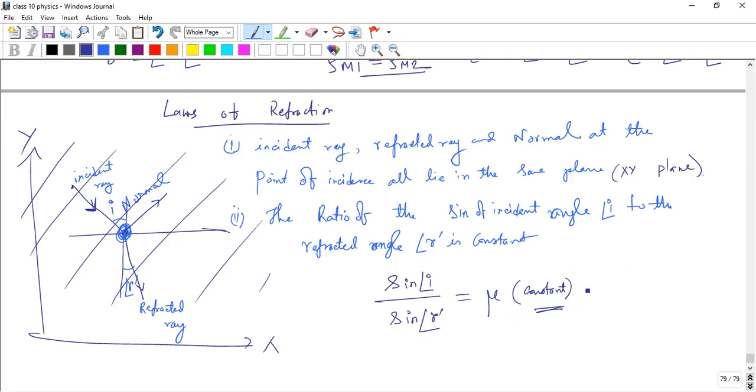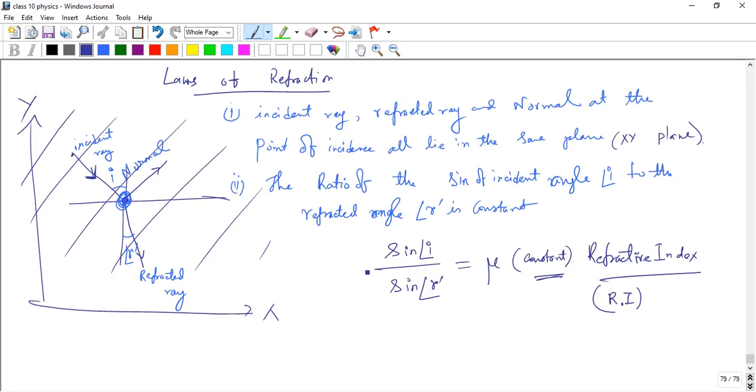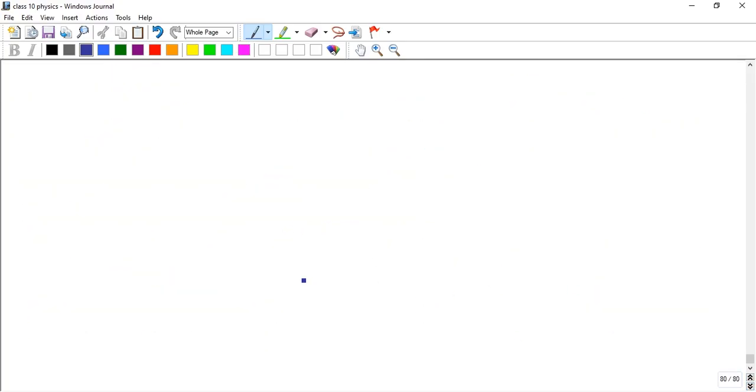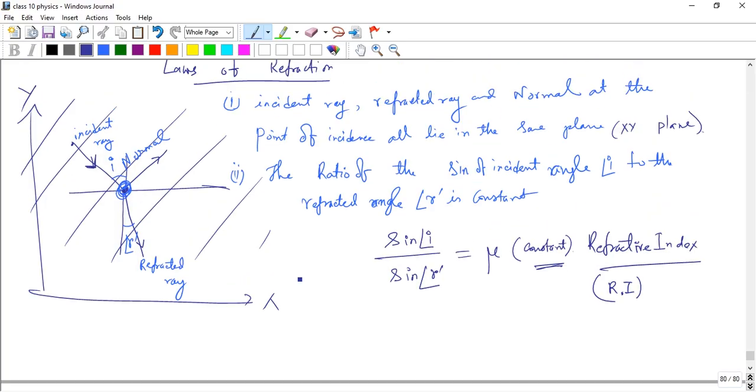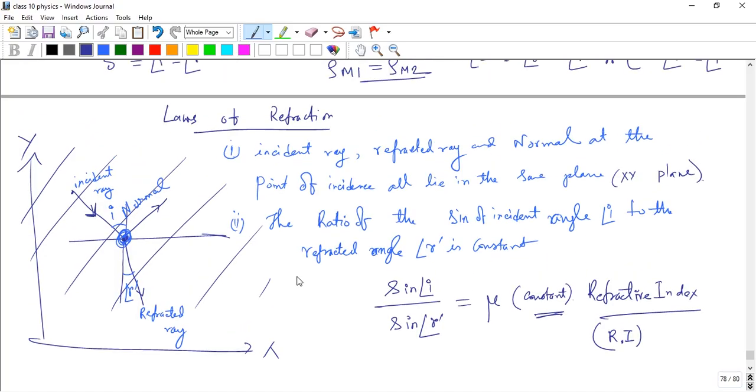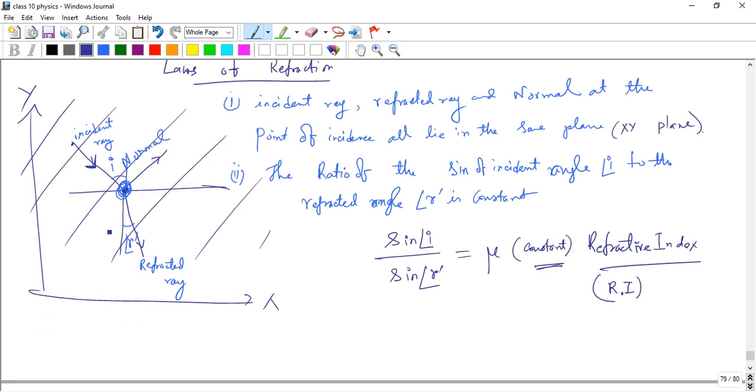The symbol is mu, and the name is refractive index, RI. Okay. So RI is a parameter. That parameter defines some important factors, from density to the speed of light. It also depends on the wavelength of light. Okay. Clear? That is a very important point.